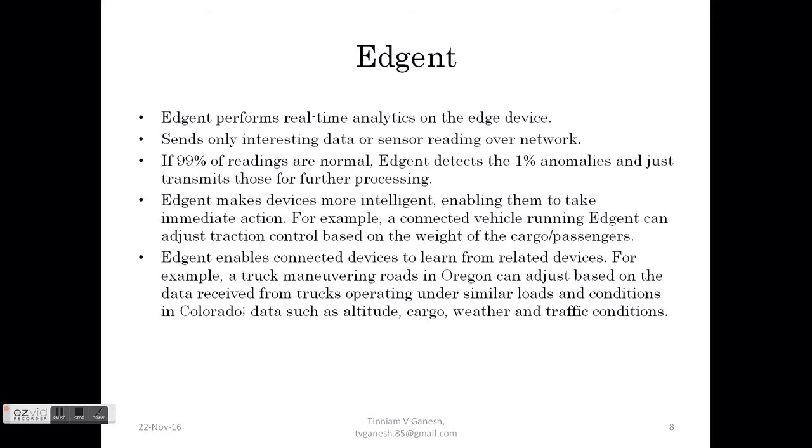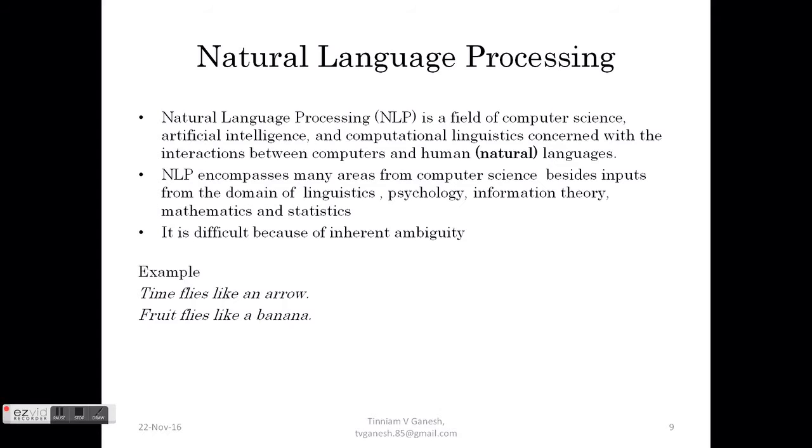For example, you can have connected vehicles with Edgent, and you can have Edgent adjust the traction control based on the weight of the cargo and all the passengers. Also, in a fleet of trucks, based on the data received from the sensors, you can adjust the routes and the loads, based on the amount of load the truck would have to carry.